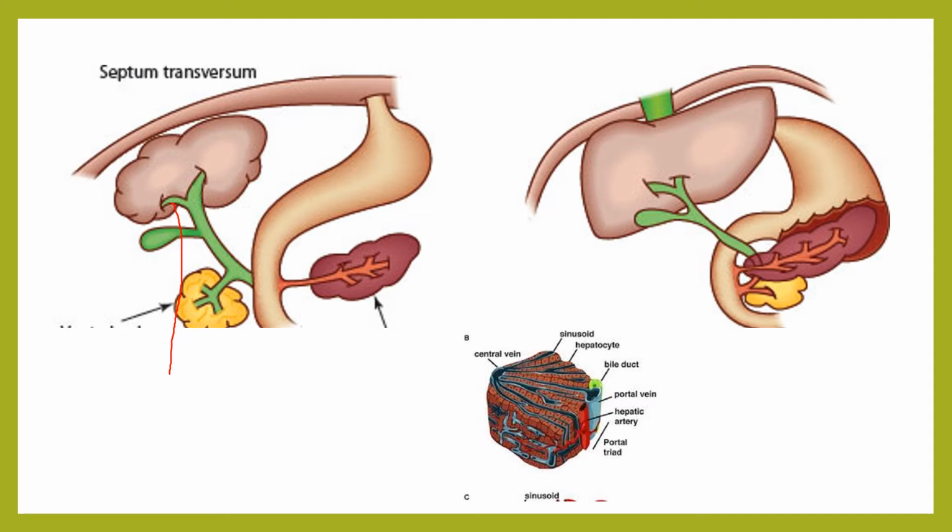Okay, next one is the liver is surrounded by a capsule. This we have seen in the gross structure. This capsule is derived from the mesenchyme of the septum transversum. So the mesenchyme of the septum transversum forms the fibroareolar stroma of the liver. So that becomes the capsule of the liver.